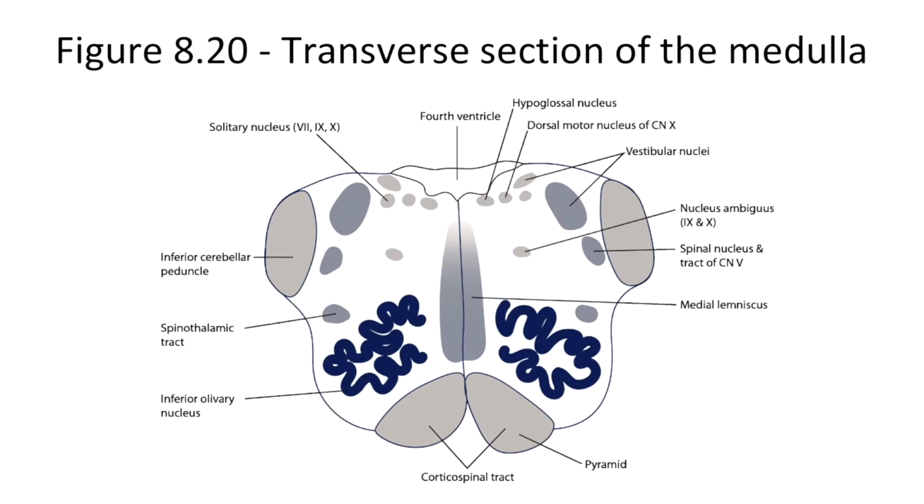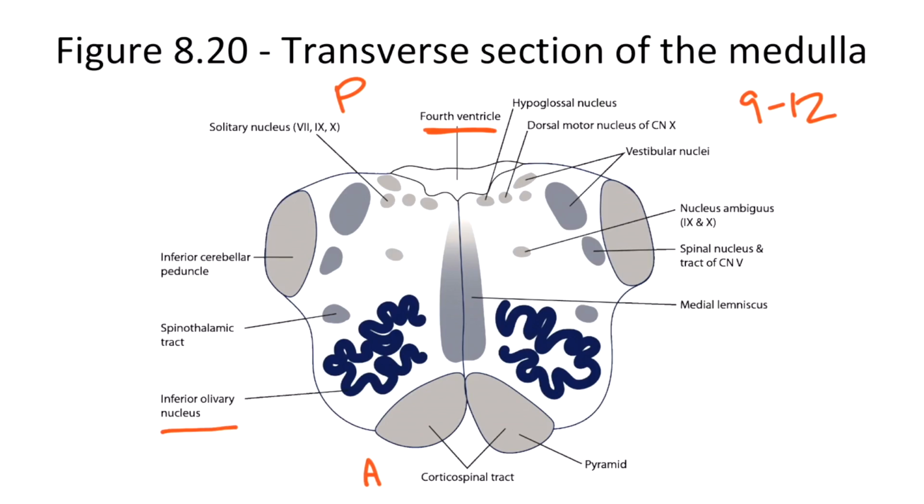This is figure 8.20, which shows a transverse section of the medulla. This is anterior, and this is posterior. The medulla can be easily identified by the inferior olivary nucleus. Recall that cranial nerves 9 through 12 emanate from the medulla. Remember, most of the cranial nerve nuclei are directly adjacent to the cerebral aqueduct or the fourth ventricle, which you can see right here in this image.